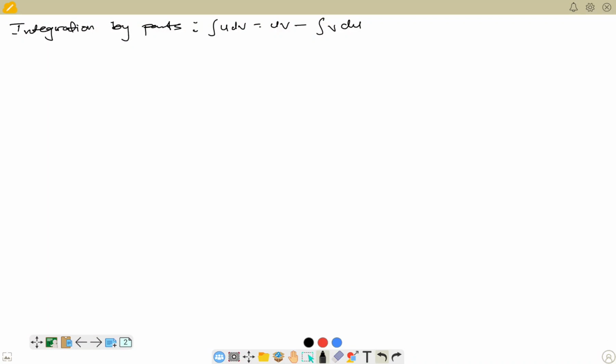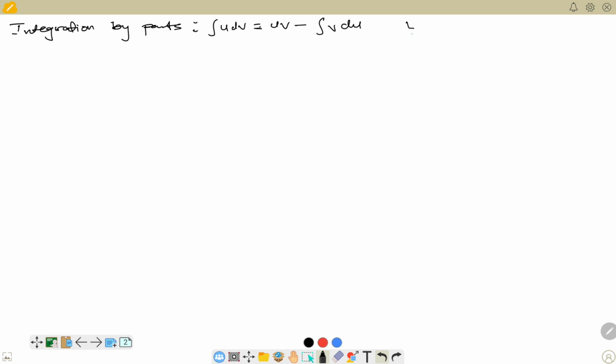Video, we are going to be looking at integration by parts. There is a formula that is used in integration by parts, and that is the formula which says the integral of u dv equals uv minus the integral of v du. Another thing to be noted is that there is something known as LIPET. Some people call it LIATE. So we'll look at how this LIPET and LIATE work.